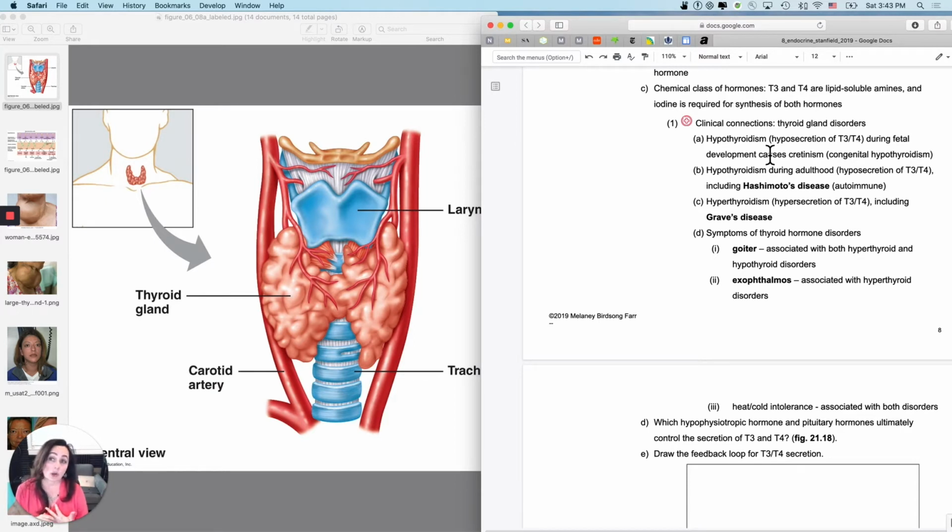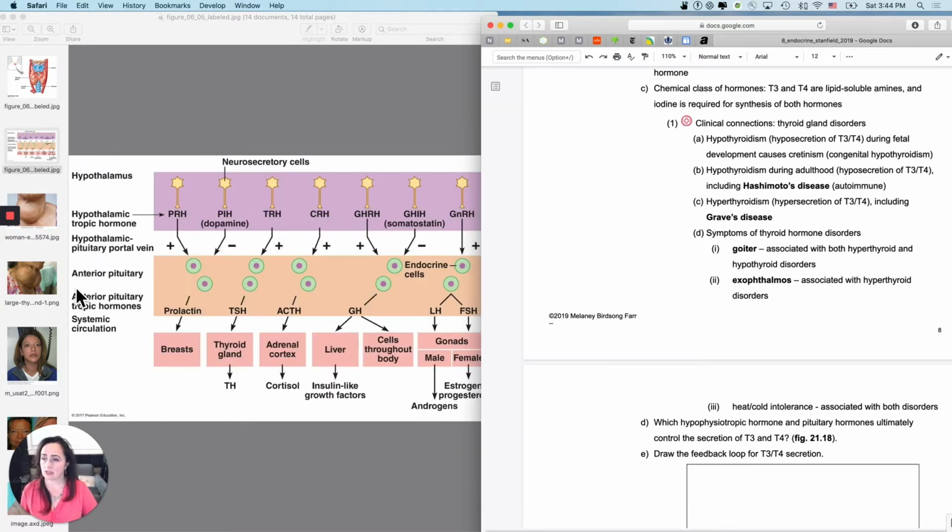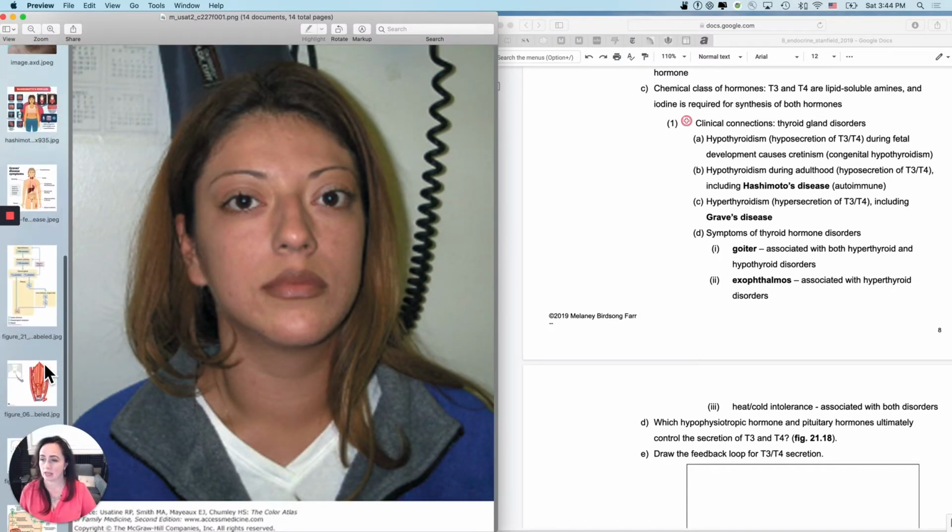Okay? So, if you have adequate medical care, most women with hypothyroidism can have a perfectly healthy pregnancy with medical care. Okay, so now let's talk about hypothyroidism during adulthood. So if your brain was already developed and then you developed hypothyroidism, let's talk about what kinds of symptoms you might expect.